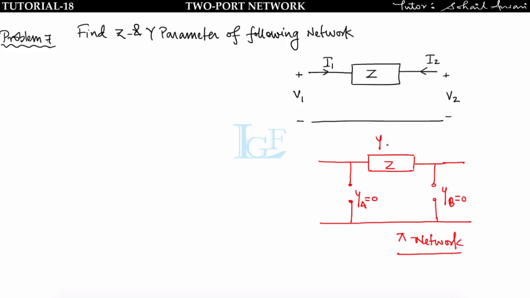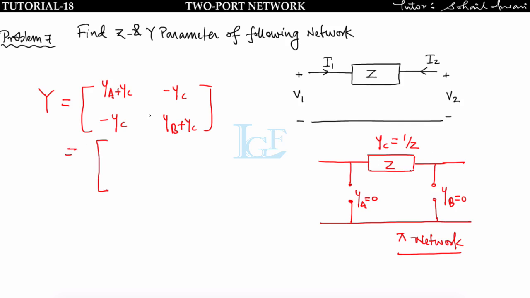So this will be YC is equal to 1 upon Z. So we can write the Y parameter exactly as we have derived in the previous problem. Now we know that YA is equal to 0, YB is equal to 0, YC is equal to 1 by Z. So we can finally say that this is 1 by Z, this is minus 1 by Z, this is minus 1 by Z, this is 1 by Z.